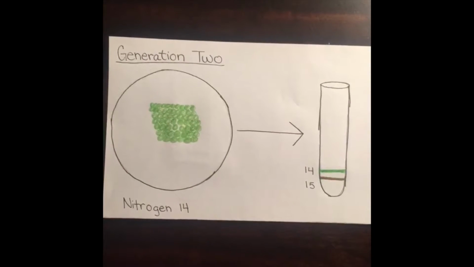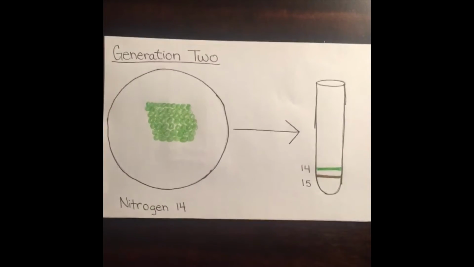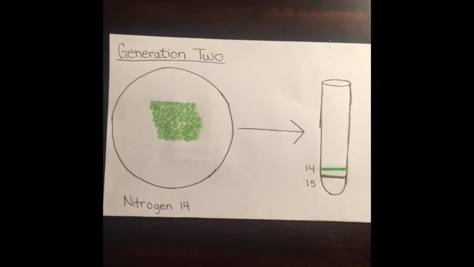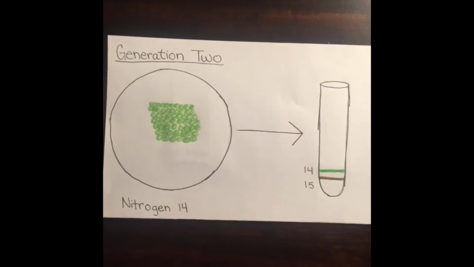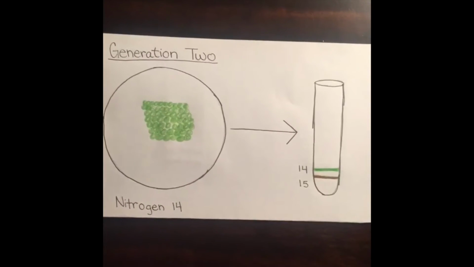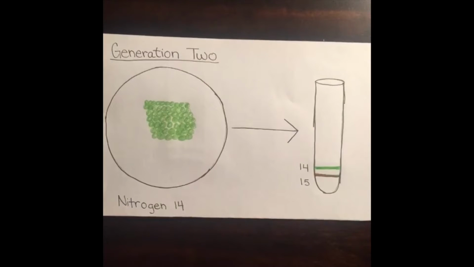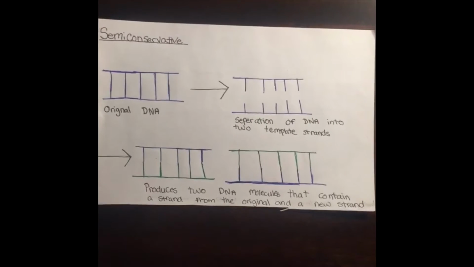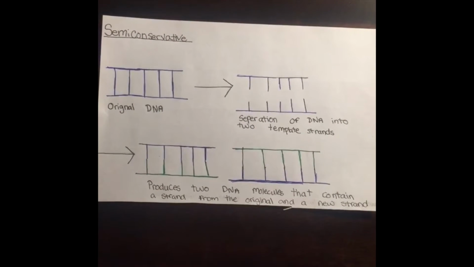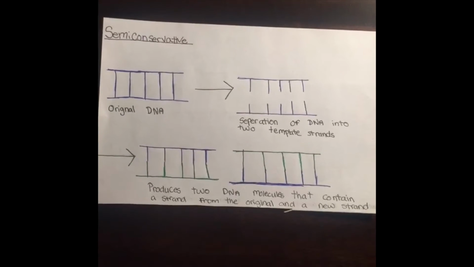After another 20 minutes, a second generation was obtained, again from the nitrogen-14 medium. When centrifuged, it produced a band at the 14 mark, and there was a band again in between 14 and 15. From these results, it was determined that DNA replicated by the semi-conservative method.